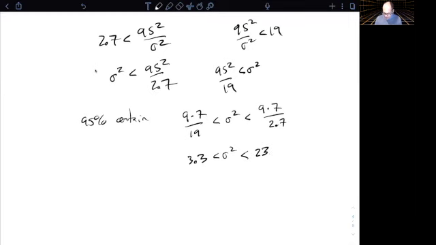23.3. So that's a pretty wide range. To get 95% certainty, we have to have this pretty wide range, where our variance could be between 3.3 and 23.3. So in conclusion, we'd say that 3.3 less than sigma squared less than 23.3 is a 95% confidence interval for sigma squared, the population variance.